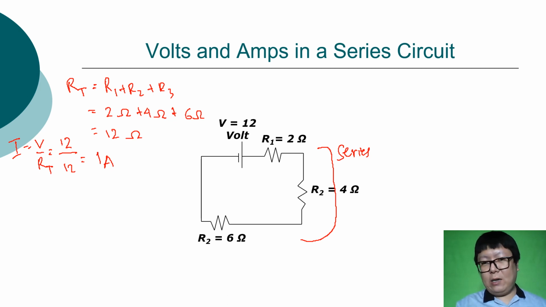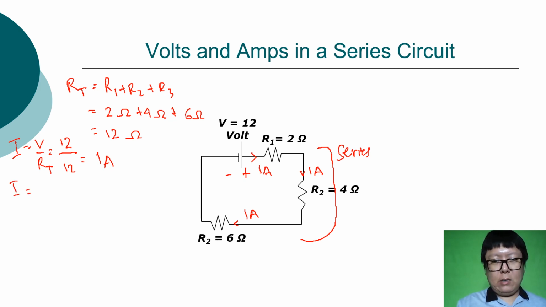Remember, the flowing of the current is always from positive to negative, so the direction must be like this, right? So there is 1 ampere flowing in this circuit. So this one also 1 ampere, because there's no branch, so all resistors will get 1 ampere of current. Okay, so we can conclude that this is I1, the I in the first resistor, I2, and this is I3. I equals I1 equals I2 equals I3 equals 1 ampere.